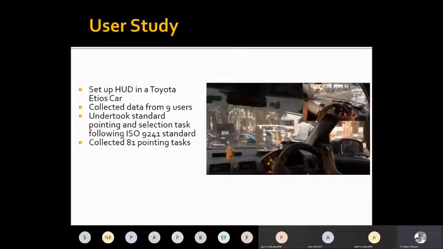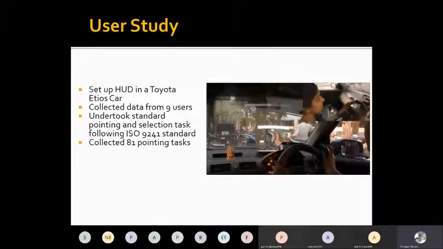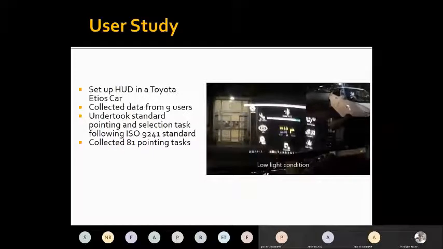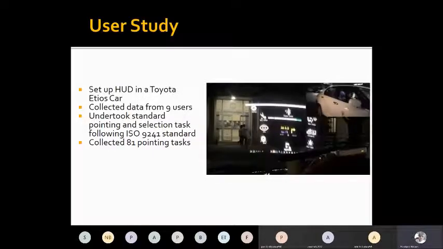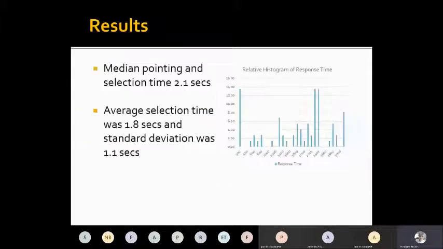Now she is selecting another button, and we evaluated it with a standard pointing task. And this is in low light condition. So anyway, I think you got the idea, and these are the timing parameters recorded for this particular user interface.